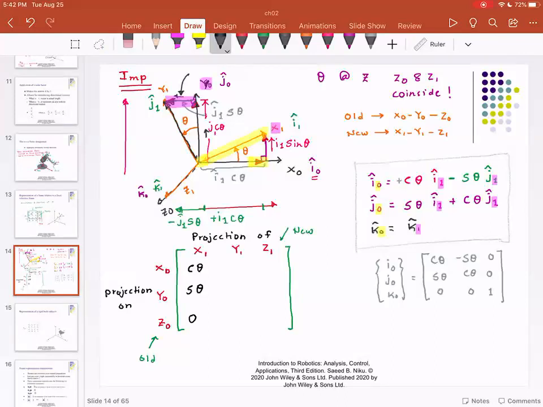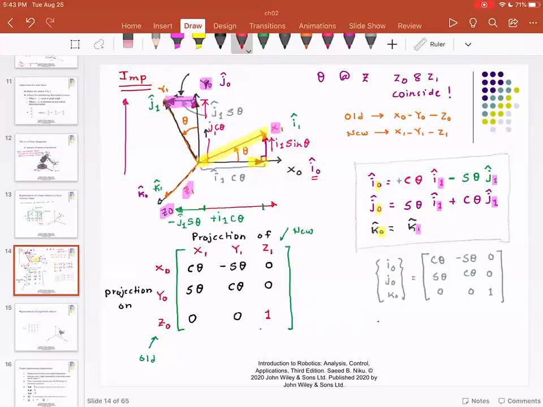Let's look at projection of y1. Projection of y1 onto x0 is minus sine theta. Projection of y1 onto y0 is cosine theta. And projection of y1 onto z0 is clearly 0. Next thing, projection of z1 onto x0 is 0. Projection of z1 onto y0 is 0. But projection of z1 on z0 is 1.